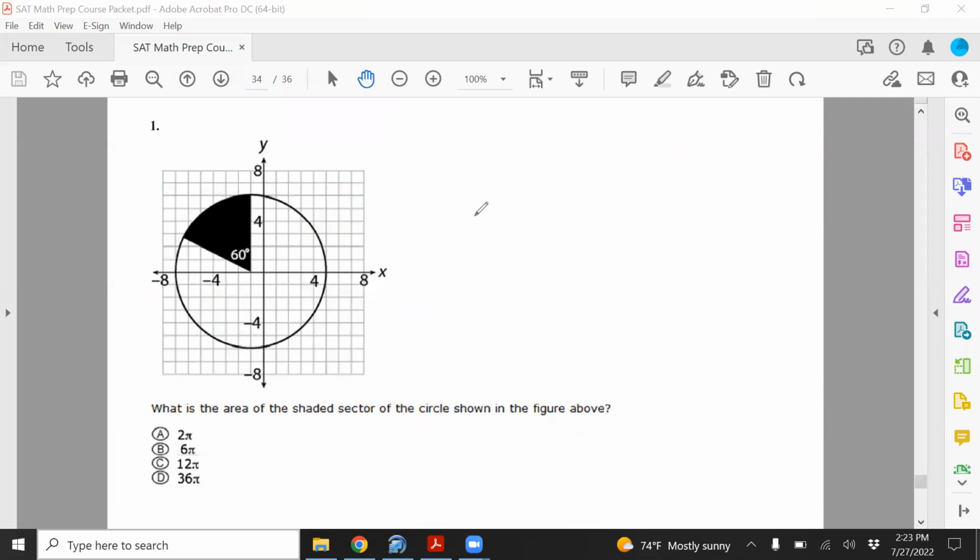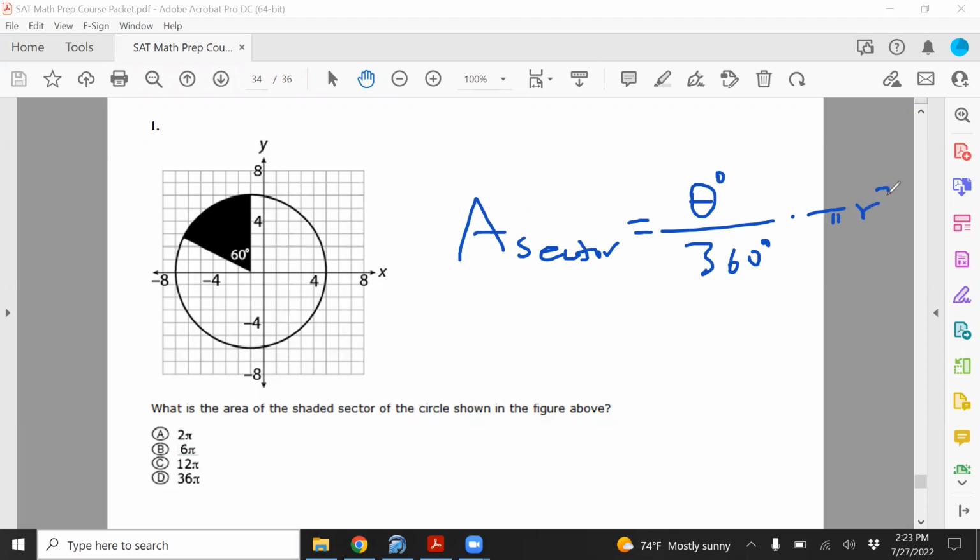So for number one, what you're going to want to realize is that the area of a sector is theta degrees over 360 degrees times pi r squared. So we'll need to figure out what theta is and what r is from the diagram, and then work it out. Tell me what you guys got.